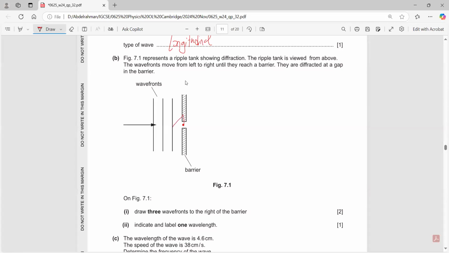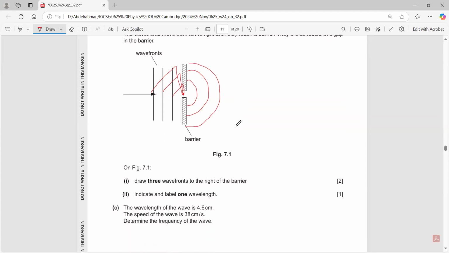Open up the compass to the first wavefront and draw a semicircle on the other side, and then open up the compass to the second wavefront and draw another semicircle on the other side. Repeat for the third one. So now we have three wavefronts. Indicate and label one wavelength. One wavelength would be either on the left hand side or on the right hand side. They're both right. One wavelength is the distance between two wavefronts. This is one wavelength, right?